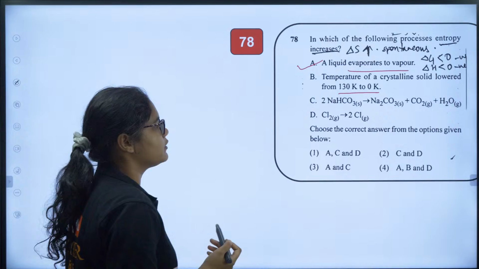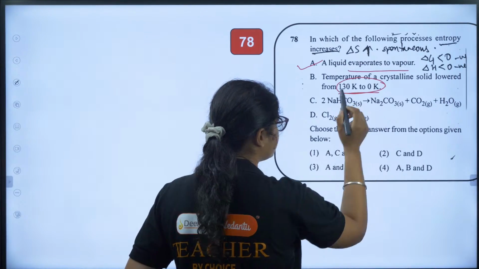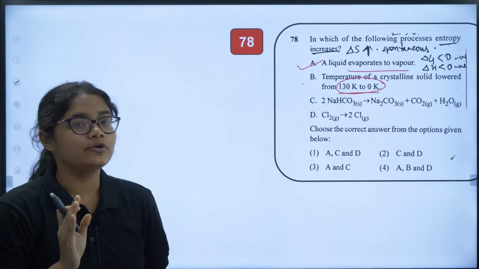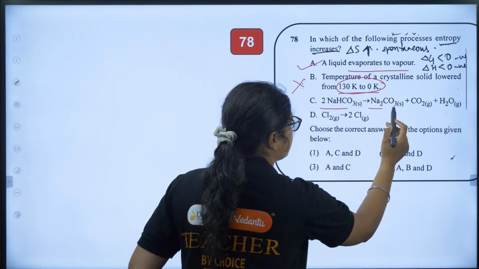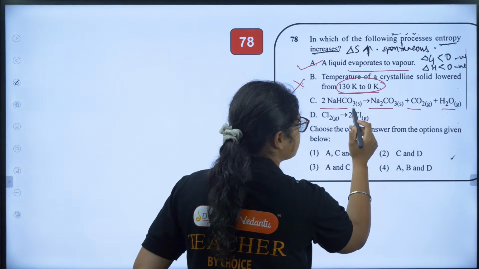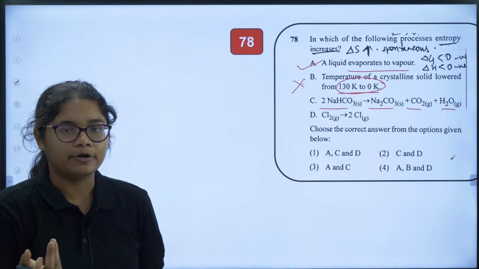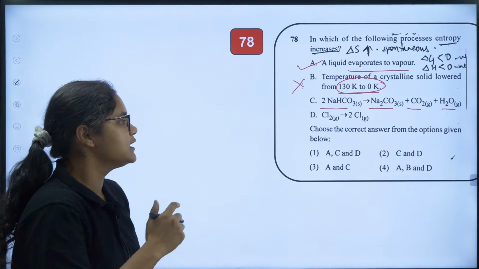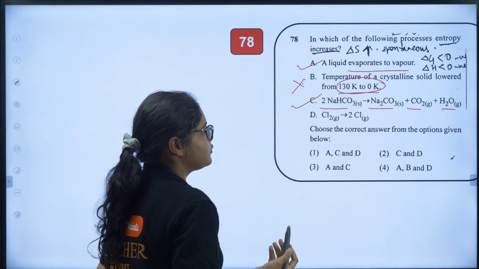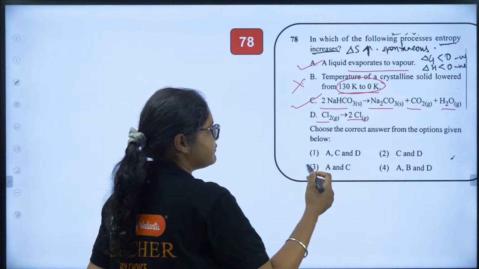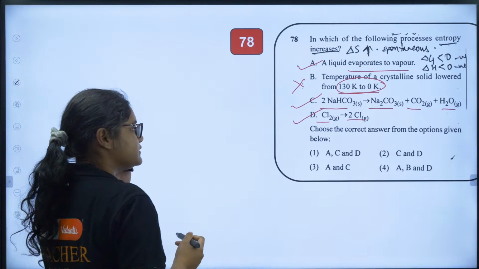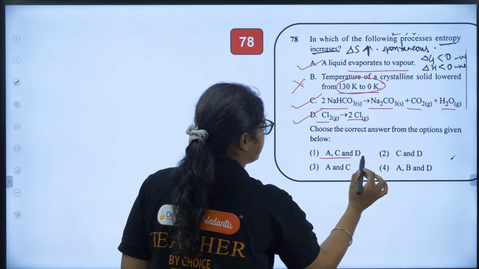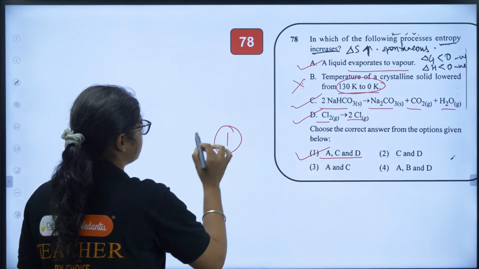Okay, so if you see here also what happens, the temperature is decreasing, so entropy will decrease. So this is not the answer here. Now NaHCO3 to Na2CO3 and CO2 gas. So if you see, from solid we get gaseous products, right? So if we get gaseous products, entropy will increase. So here also entropy increases, and here the number of atoms are increasing, so entropy will increase. So the correct answer for this question will be option number A, C and D, that is option number 1.